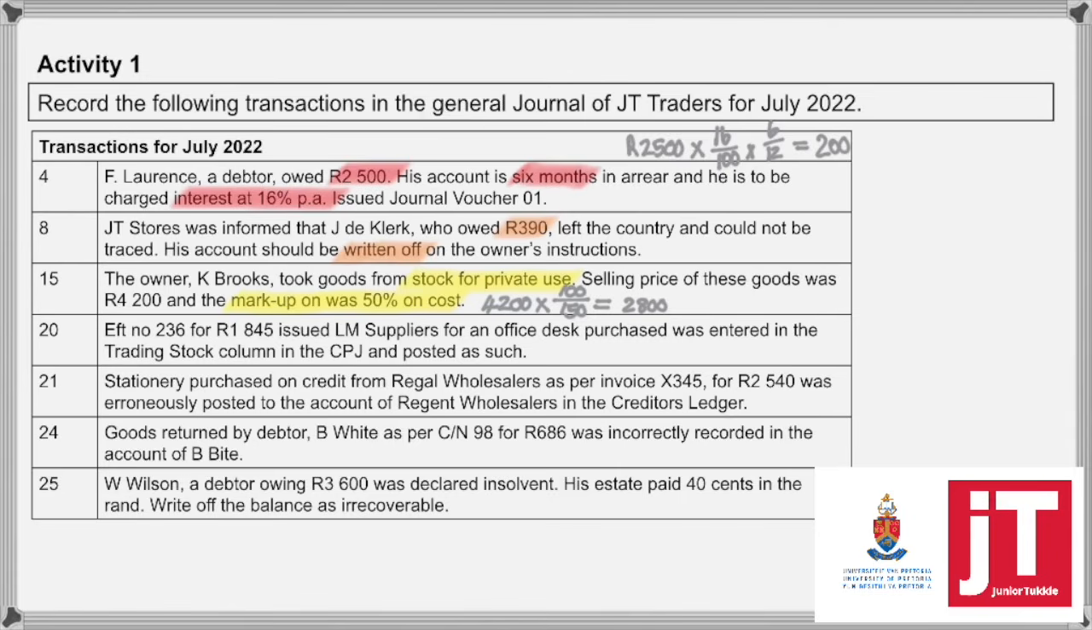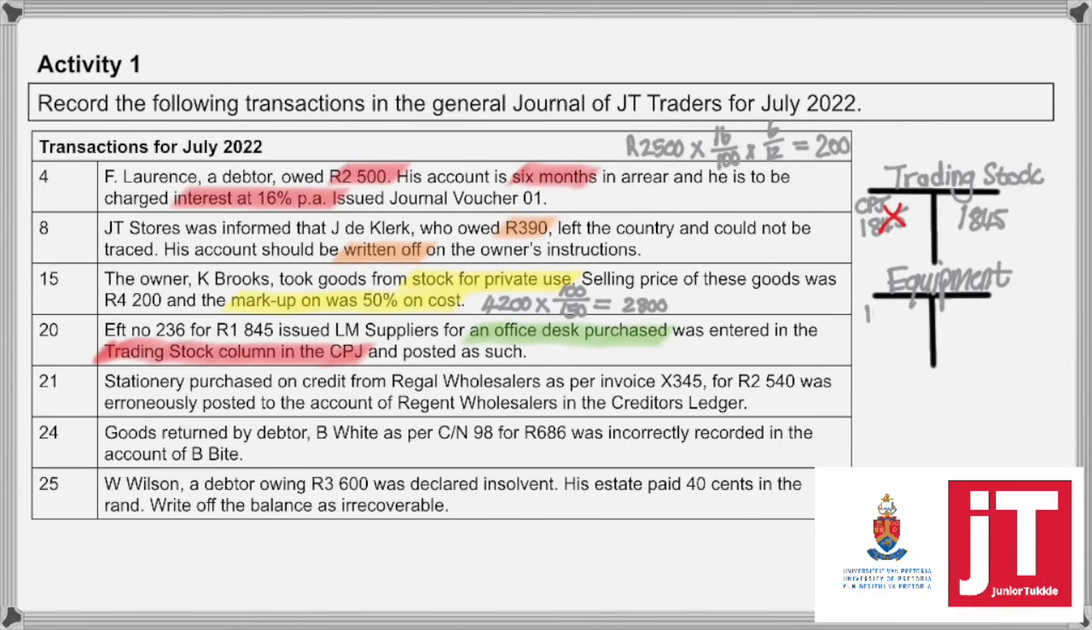Day 20, EFT 236 for 1,845 Rand issued to LM suppliers for an office desk purchased was entered as stock in the CPJ. So there's an error in the posting. So draw a little T account, trading stock and equipment. So we recorded it as trading stock, but it should have been equipment. So we're going to credit trading stock and put through the correct transaction for equipment.